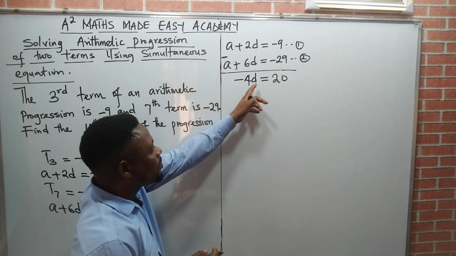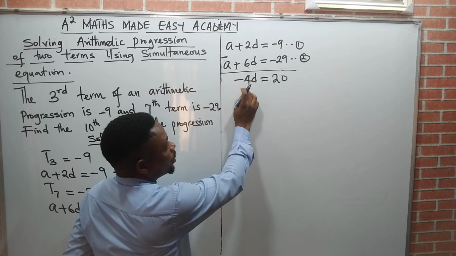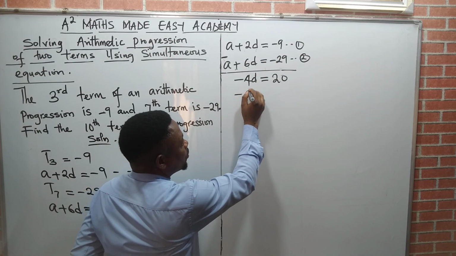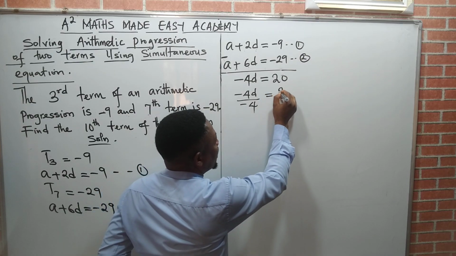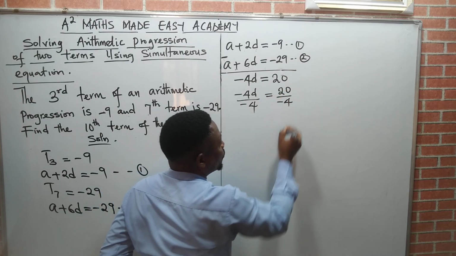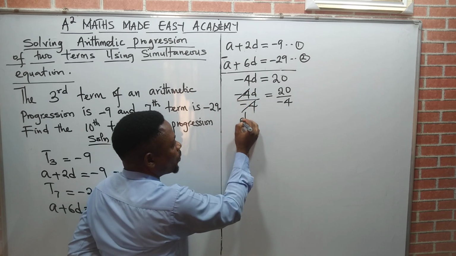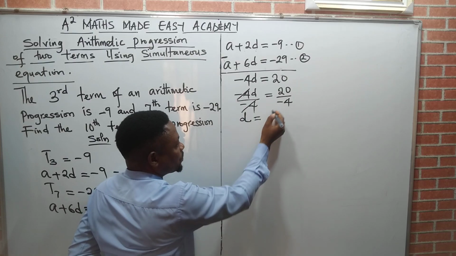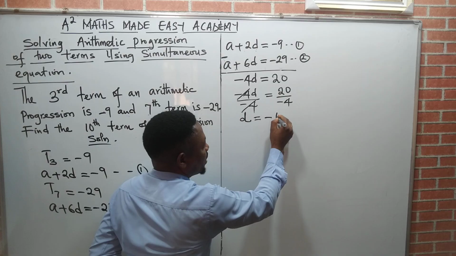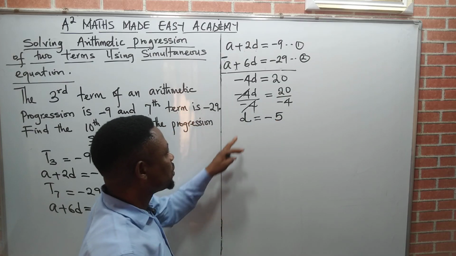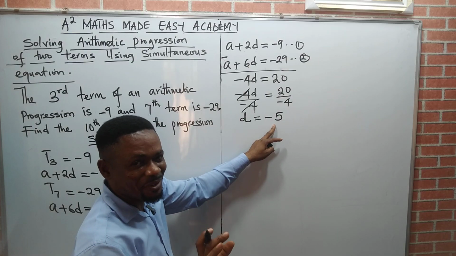So simply we are making the common difference subject of the formula. I will divide by the coefficient, which is minus 4. Minus 4D divided by minus 4, then to the right, the same, 20 divided by minus 4. So minus 4 down, we cancel minus 4 up, remaining D. Minus 4 can go into 20 how many times? 5 times. So the value of the common difference is minus 5.